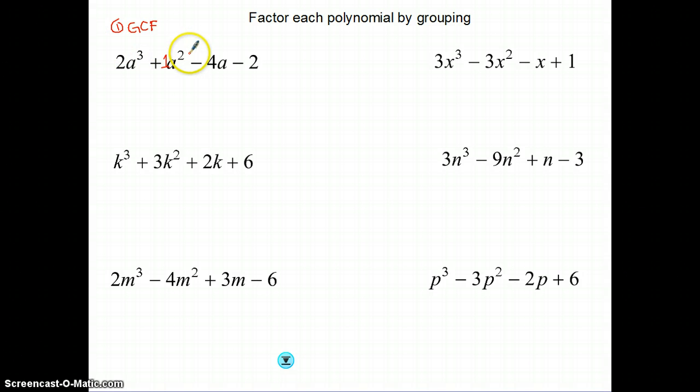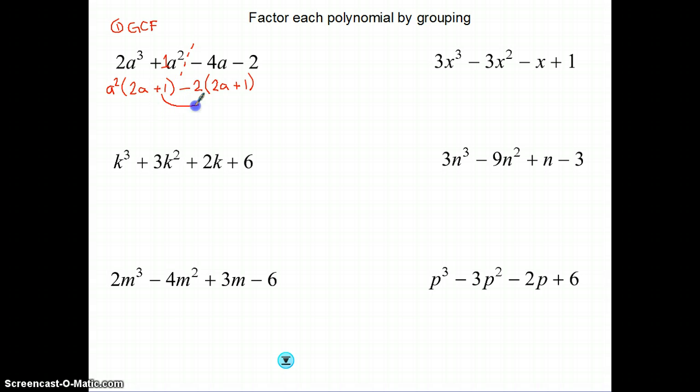In step 2, I split my polynomial into 2 parts, and I look at the greatest common factor of the left and of the right. On the left, I see I can take out an a squared, leaving me with 2a plus 1. And on the right, I bring down this negative. I take out a -2. That leaves me with a positive 2a. And when I divide -2 by 2, I get a plus 1.